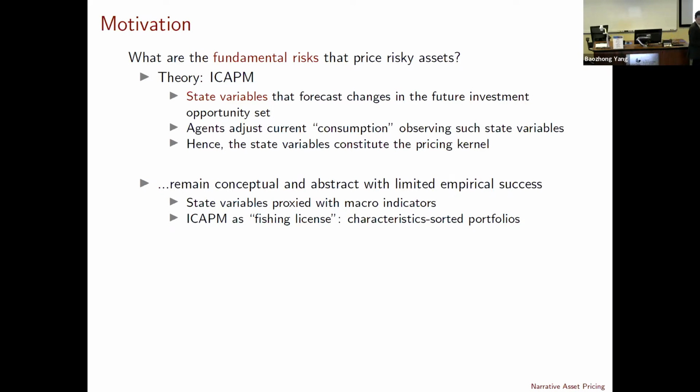Another strand of literature cites ICAPM only as a fishing license to do multivariate asset pricing, so multi-factor asset pricing. These are the characteristic-sorted portfolios, SMB, HML, momentum, that we all know. We also know that we have the factor zoo problem here, unless you use some methods like Lasso or my IPCA. And really the problem here is that this approach is detached from theory. We still don't know what the fundamental risks are.